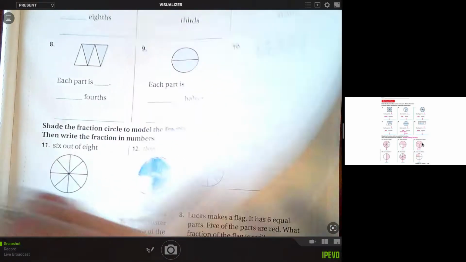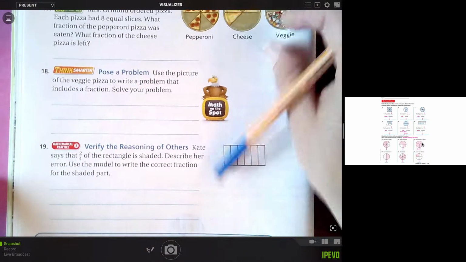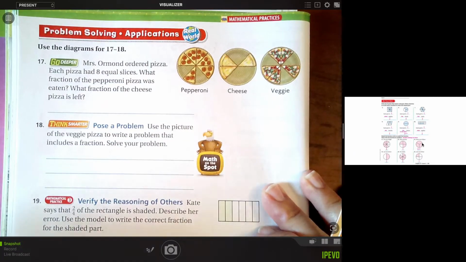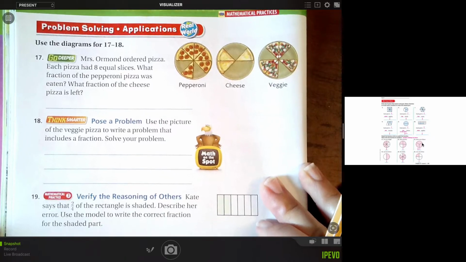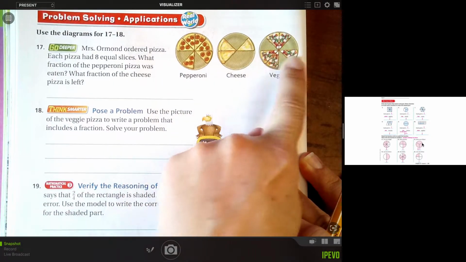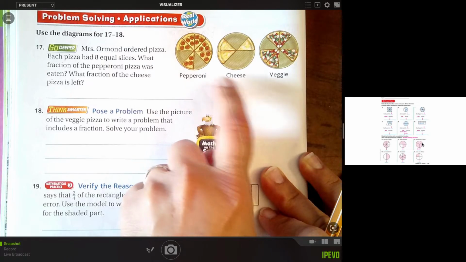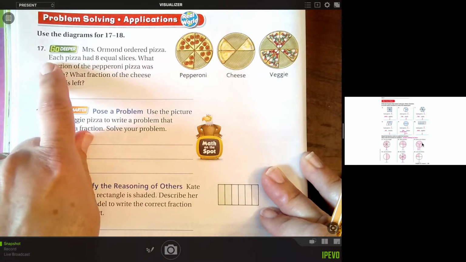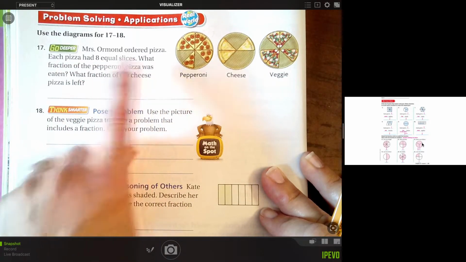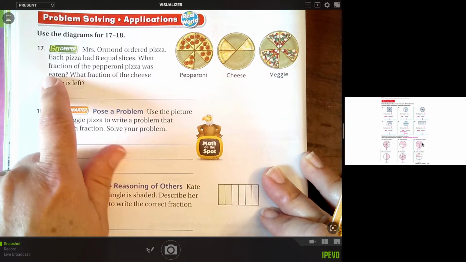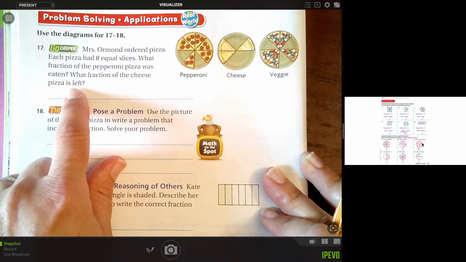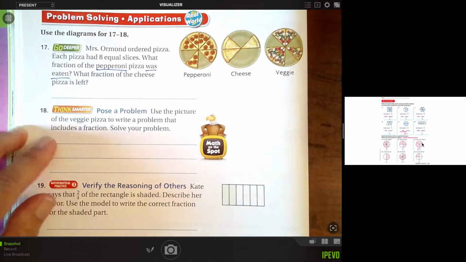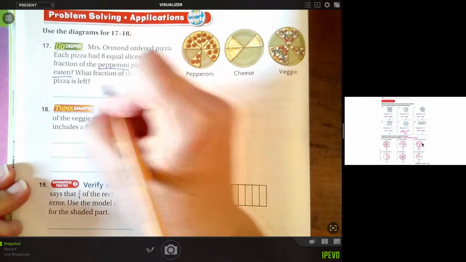And here we go. We're going to go onto the back here. We don't normally get here. Sometimes we do, sometimes we don't. I will read through these and I will give you the answers if you would like to work on them on your own. Use the diagrams for 17 and 18. These are the diagrams. You see there's 3 different kinds of pizzas: pepperoni, cheese, and veggie. So Mrs. Ormond ordered pizza. Each pizza had 8 equal slices. What fraction of the pepperoni pizza was eaten? What fraction of the cheese pizza is left? So pay attention. Pepperoni, what part was eaten? And cheese, what part is left?